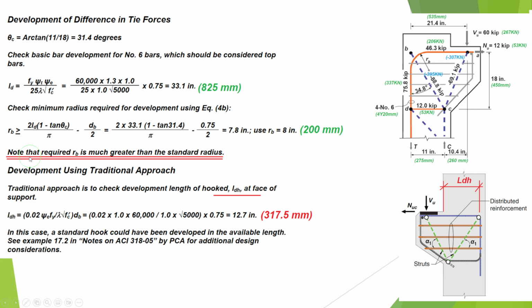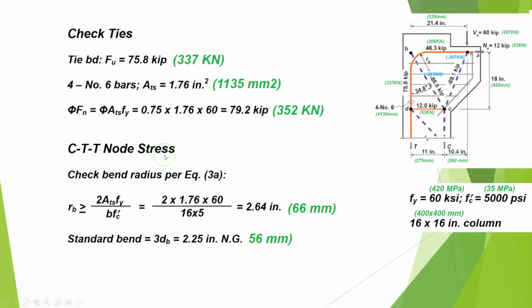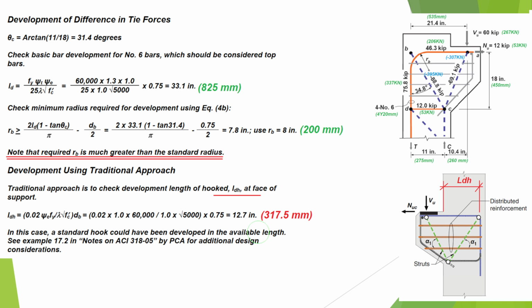As you can see, note that required rb is much greater than standard. Standard this. Most of engineers, they are using this. As you can see, this is 56, but in fact, this is not acceptable. Again, we are talking here about the strut-and-tie model solutions.